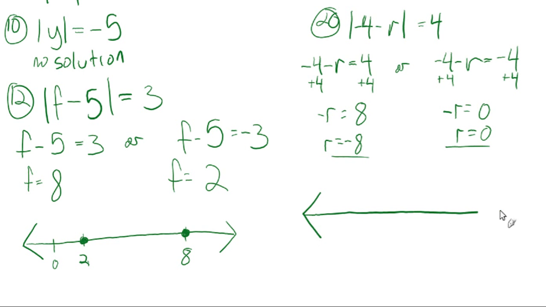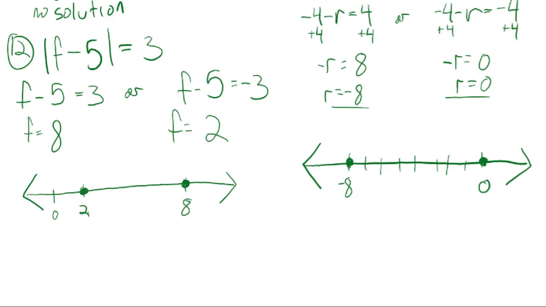Let's see, r needs to be either negative 8 or 0. So let's put negative 8 here over on the left, and 0. We could graph all those other numbers, but it doesn't really matter. We just need to put a closed circle on negative 8 and a closed circle on 0 to graph those solutions.